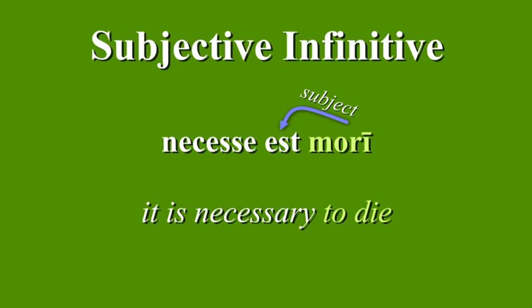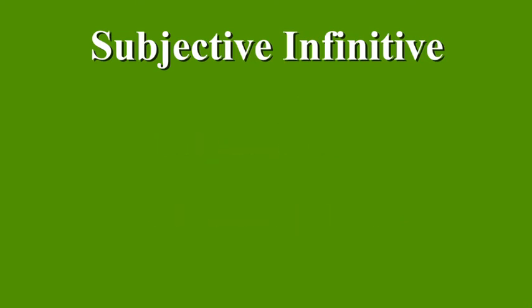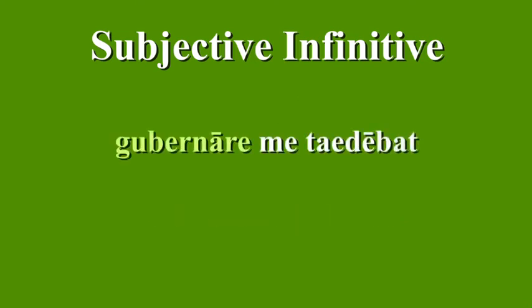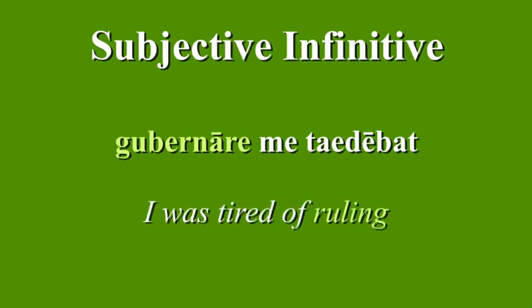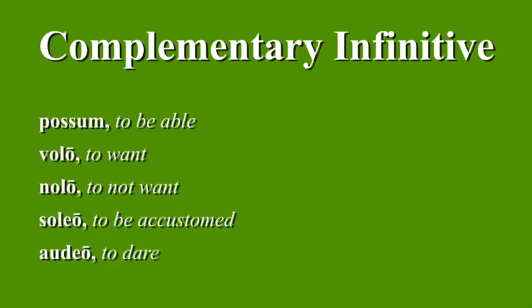Lots of impersonal verbs have infinitives as their apparent subject. Gubernare me taedebat. Governing was tiring me, or I suppose you could say, I was tired of ruling. That's another Cicero quote. There are also certain verbs out there that just take an infinitive in order to complete their meaning. This is called the complementary infinitive. We've already seen words like these: possum, volo, nolo, soleo, and audeo.